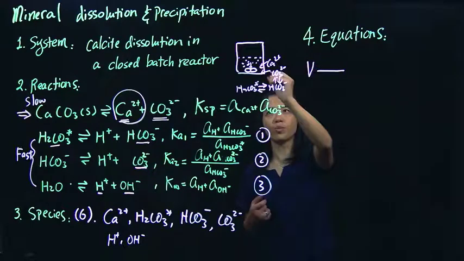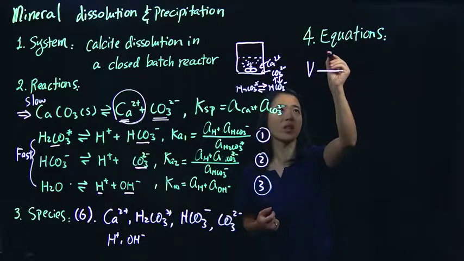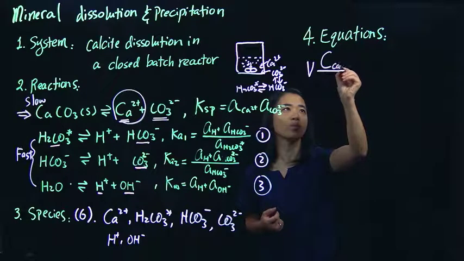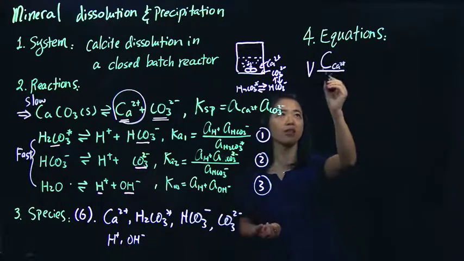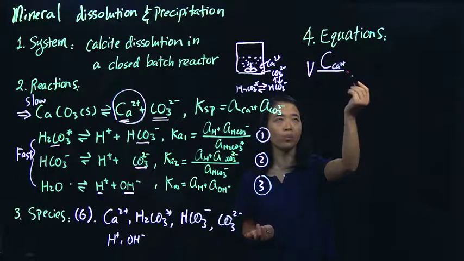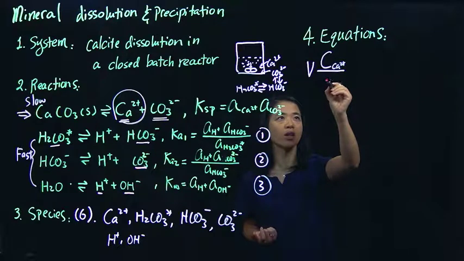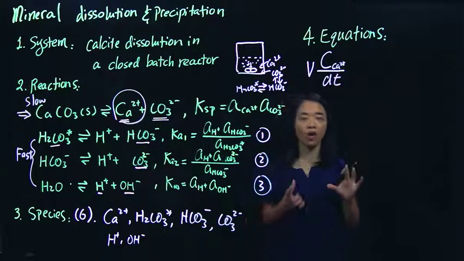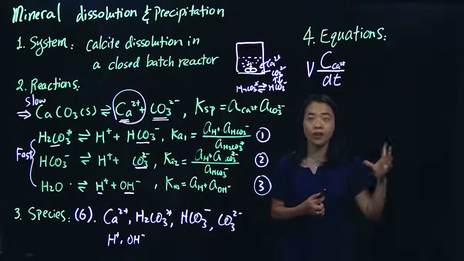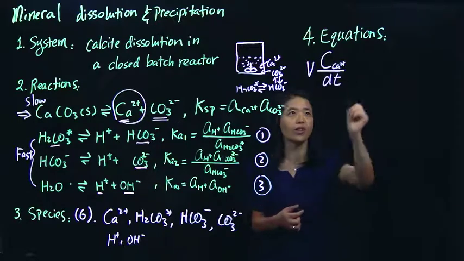Volume, this is the volume of the water in the system, and you have the concentration of calcium. Ultimately, we're all solving for concentration, not activity, right? So this will give you the mass. So concentration has units of mass per volume, and then we will need to solve an ordinary differential equation now, because there's a time component here.